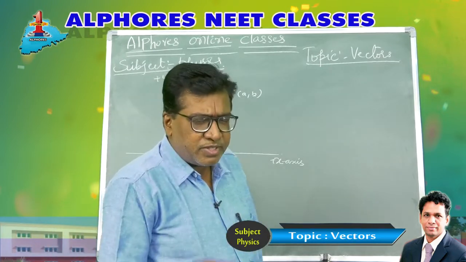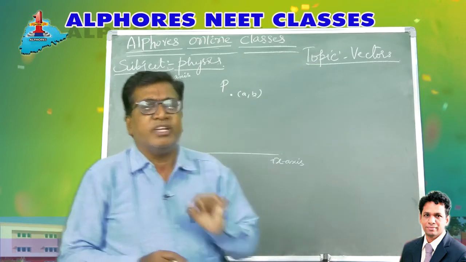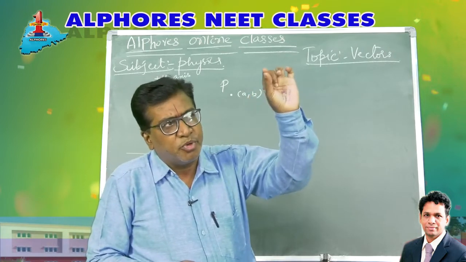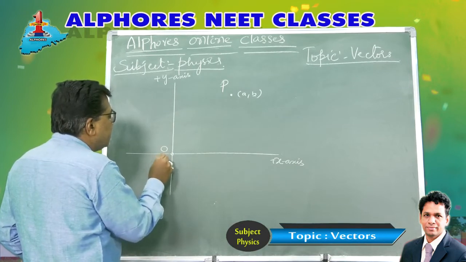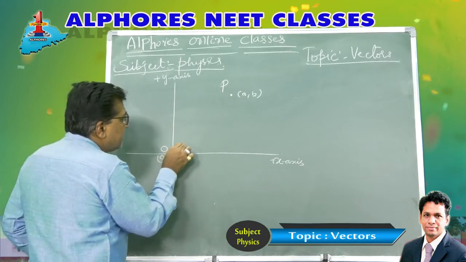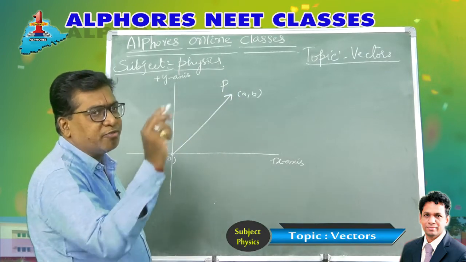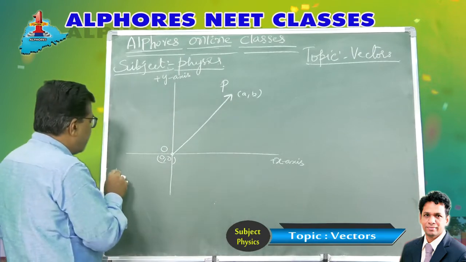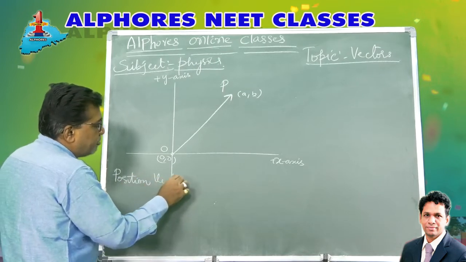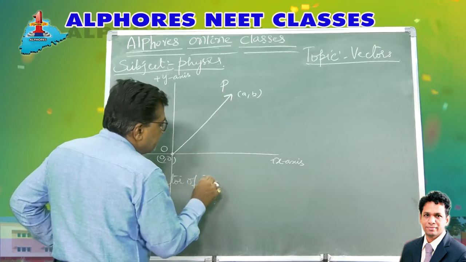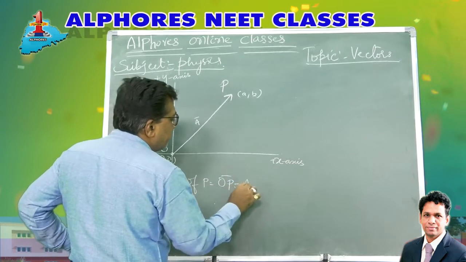So I was defining it yesterday. The position vector is the vector which represents the position of the point from the origin, right? So in this plane, this is O, the origin (0, 0). The vector which represents the position of that point is OP bar. This is the position vector of point P. Let us name it as A bar, like this, okay?